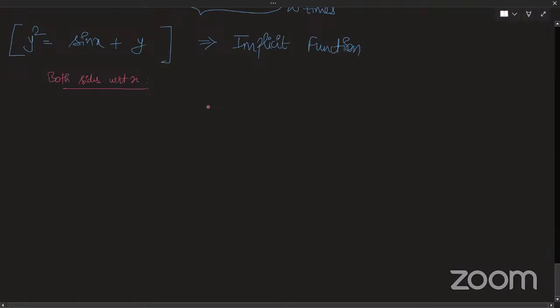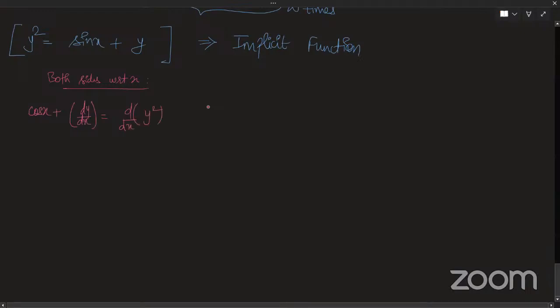So can you tell me, sin x, what is it? Derivative of sin x. Cos x. Great. Plus y. Derivative of y is dy by dx. Plus, now you need to differentiate y square with respect to x.